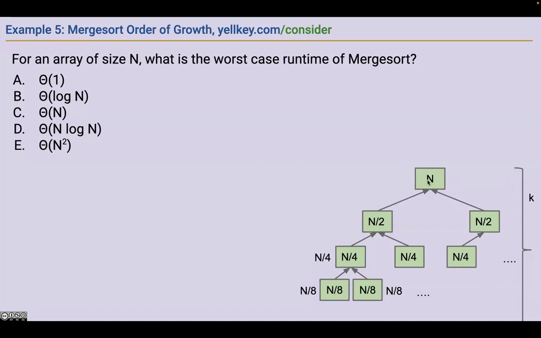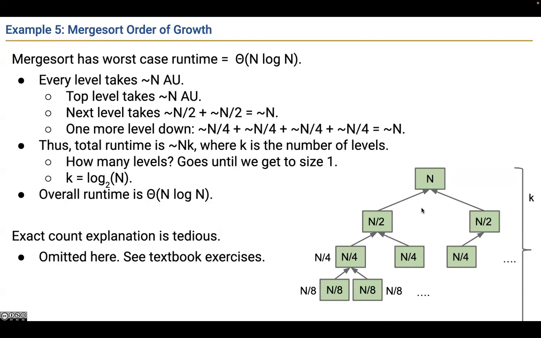So at the first level, the arrays are of size n, and then n over 2, and then n over 4, n over 8. So I can count up how many levels there are. In other words, how many times do I have to divide n by 2 until I hit 1? Well, that's the log n sequence, again, from all that asymptotics that you spent so much time practicing.